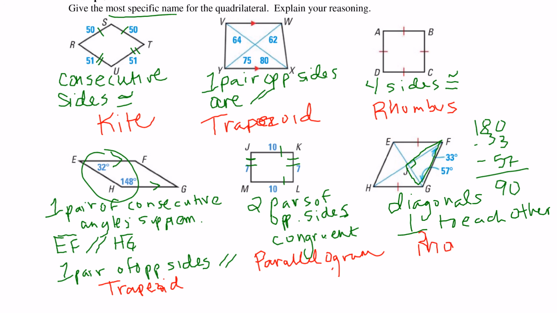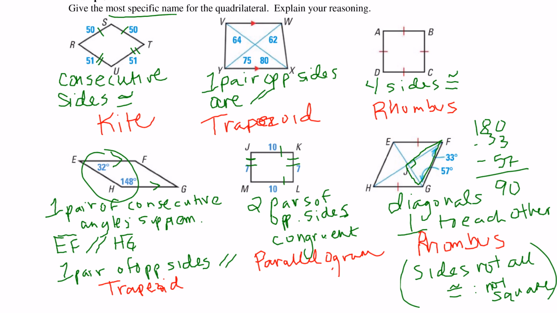The reason it's not a square is that the only way for it to be a square is if all four sides are congruent. And since not all four sides are congruent, it cannot be a square, so it is just a rhombus.